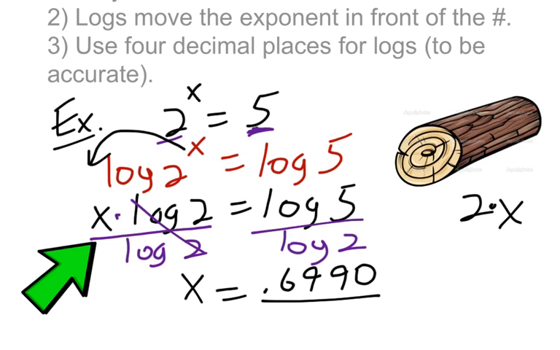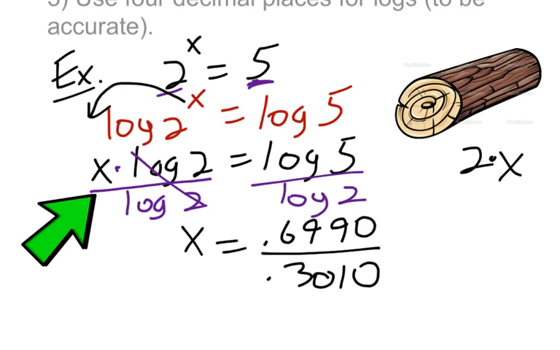Over, and then if I type in log 2, I get 0.30102. That 2 tells us to keep the 0 the same, so it's just 0.3010. And now I'm going to divide those out, and I'm going to get 2.3219.